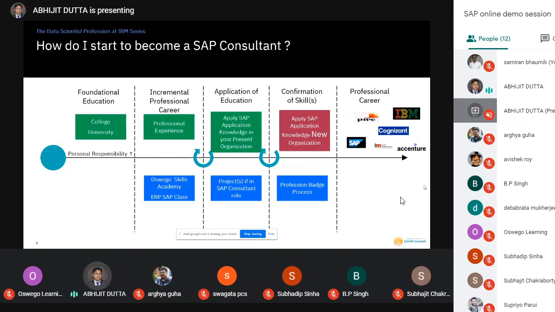So if you jump from any other area to the SAP area, it is possible, because ultimately every business needs to run its business, and they definitely need the domain knowledge. So with the enhancement of this program, they can enhance their skill set as a SAP consultant, and they can jump into all the recognized organizations on the right-hand side: PwC, IBM, Cognizant, SAP, Tech Mahindra, Accenture. All those are running the SAP show in the marketplace, and there are also some companies who already run their core business in SAP. They also recruit SAP consultants.